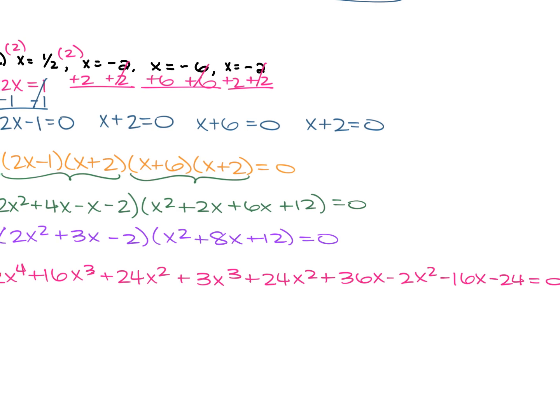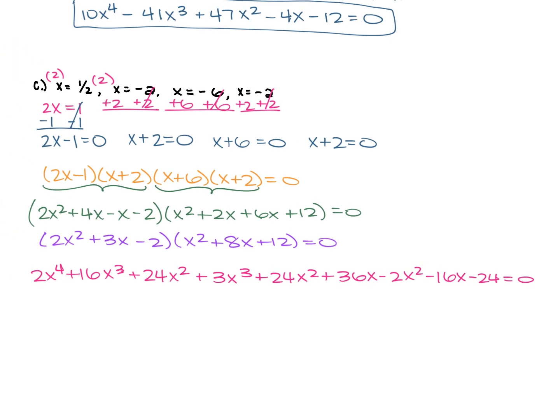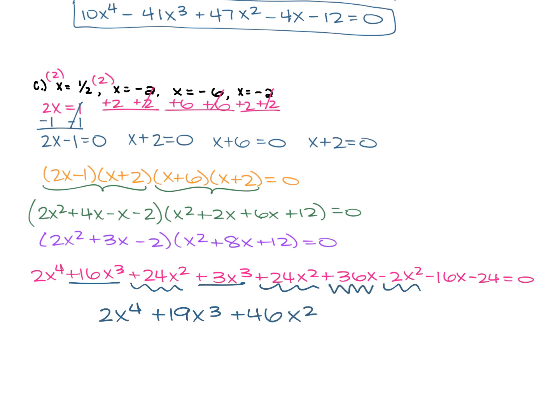So from here, we're just going to combine like terms. So we have that 2x to the fourth and no other x to the fourth. So we're going to just write down 2x to the fourth. Then we have 16x cubed plus 3x cubed, which gives us 19x cubed. Then 24x squared plus 24x squared, that's 48x squared, minus 2x squared is 46x squared. Then we have 36x minus 16x. The 6 minus 6 is 0. Then the 3 minus 1 is 2, so that's 20x. And then minus 24 is equal to 0.